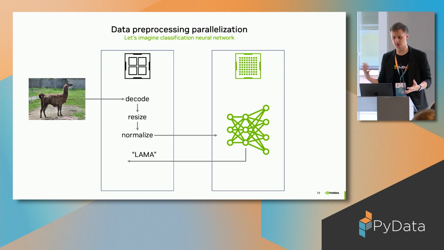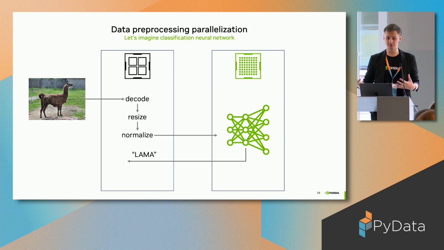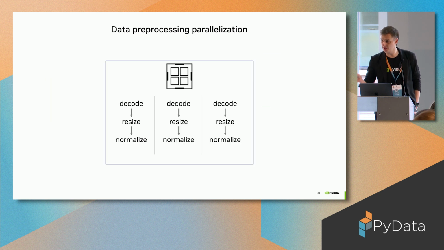So my typical workload or pipeline looks like this: I'm loading the image of a llama into the CPU. The CPU decodes it, resizes, and normalizes. Then it sends it to the neural network, my convnet, and the convnet tells me that, okay, it's a llama. The bottleneck in this pipeline is the CPU part, because it's really, really slow. So the first thing that comes to my mind is that I can parallelize this.